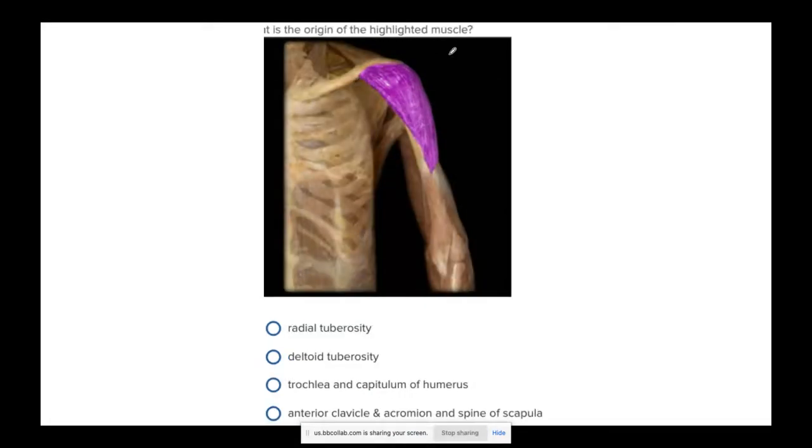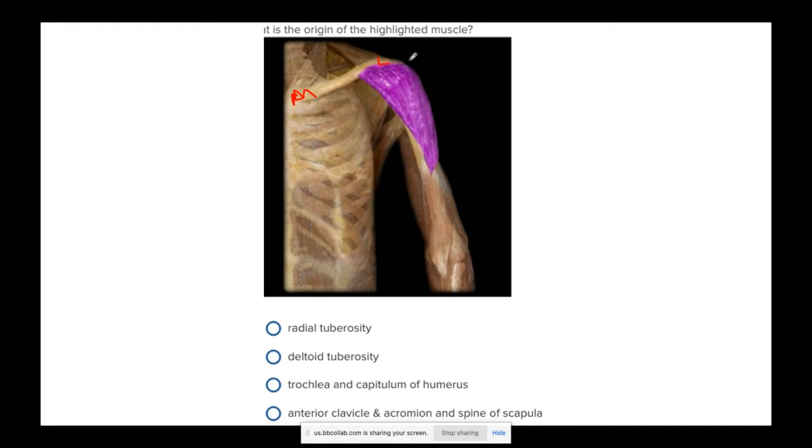What is the origin of the highlighted muscle? Now even if you didn't memorize these, you could just look and go, all right, what do we have over here? Well, this is the medial clavicle. And over here, this is more lateral. And up here is the acromion process, right? It's that highest part.